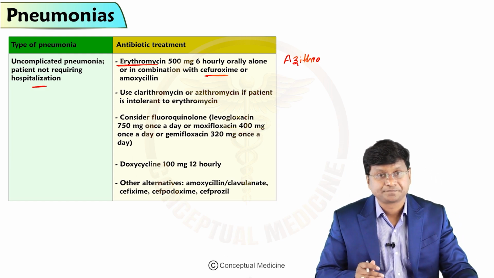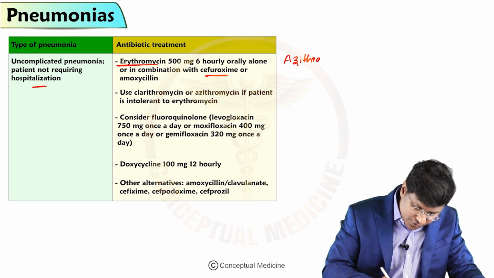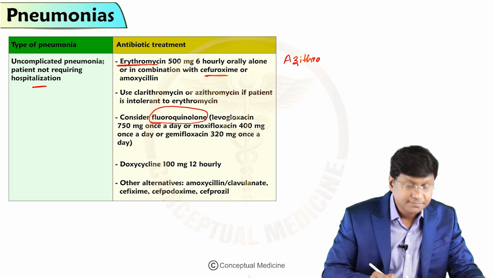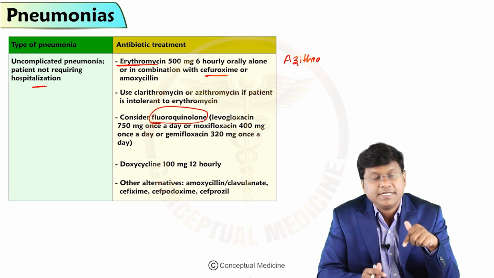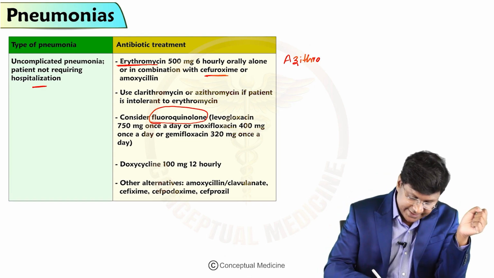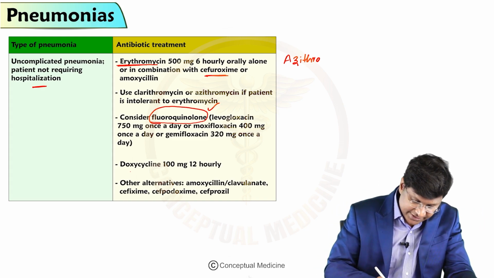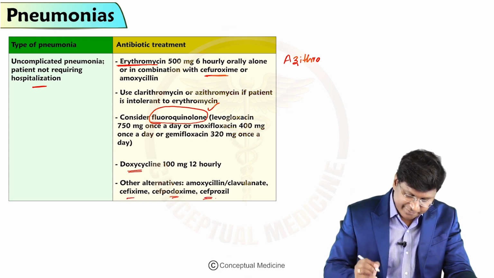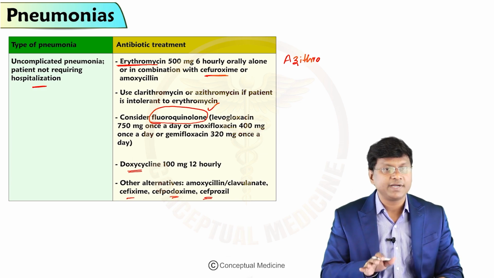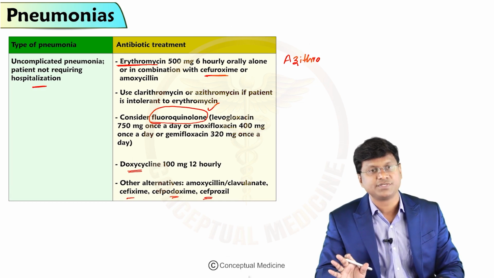Suppose you need to consider the fluoroquinolones. Why was I saying suppose? If you are suspecting atypical organisms or anaerobic organisms, then in such a case the fluoroquinolones can be given. And other alternative agents are doxycycline, cefixime, cefpodoxime, cefprozil. So these are the antibiotics that can be given in uncomplicated pneumonia, and all these are by oral route of administration.